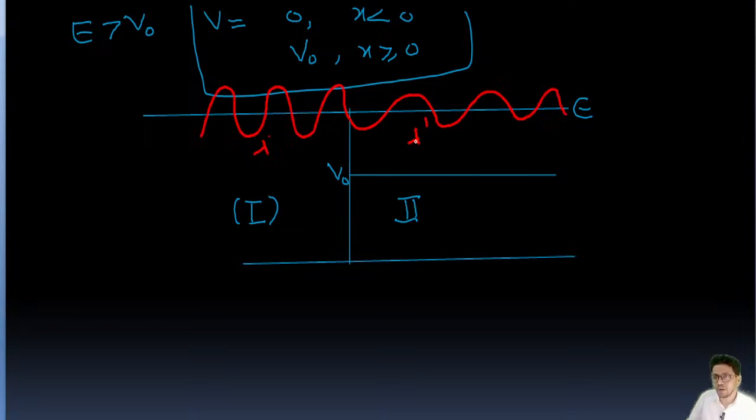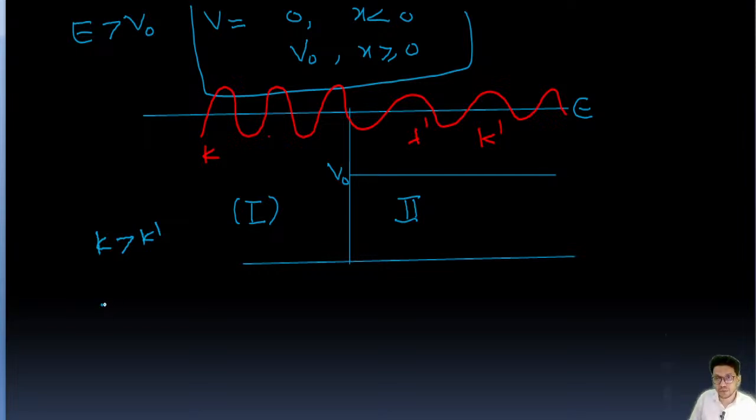Or k will decrease here. So here the wave vector is k dash, and here the wave vector is k. From here we can see k is greater than k dash, right? So again we'll write the Schrodinger equation for region 1.